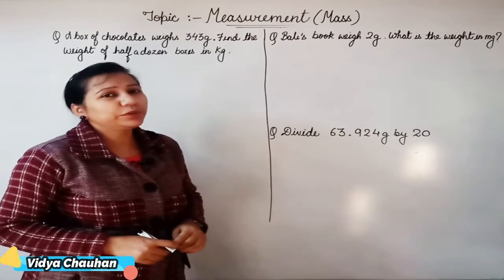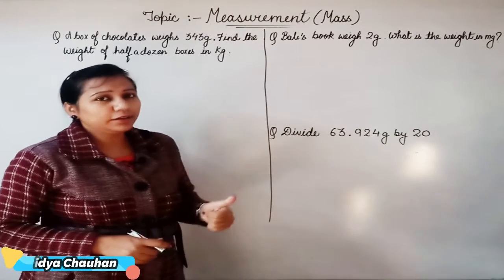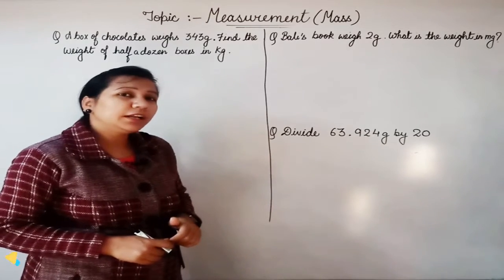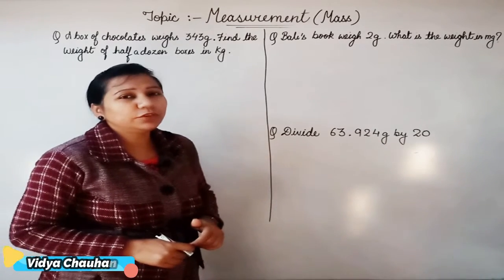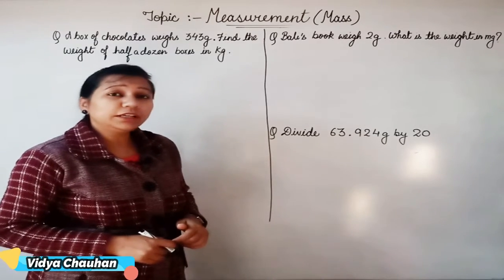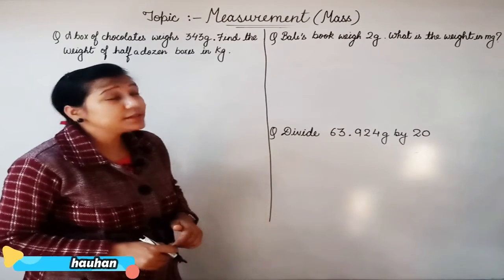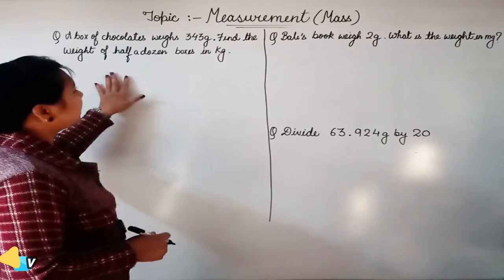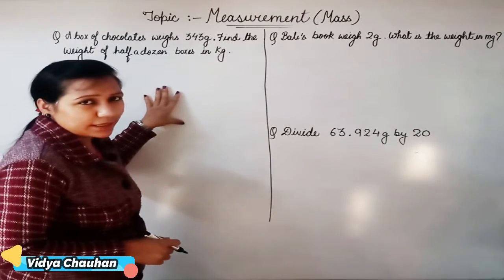So how we do the conversion in terms of length, that we have already discussed in our previous video. Now let's discuss how we do the conversion in terms of mass. The conversion table related to mass we have already discussed. So directly let's start with some of the questions, as I have taken some questions from your book exercise.